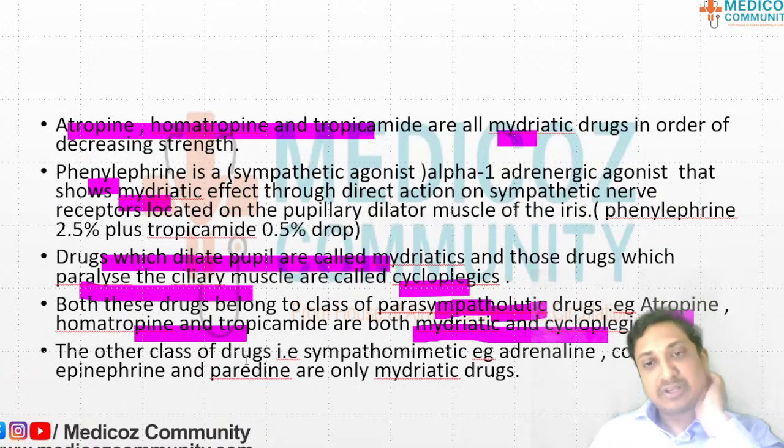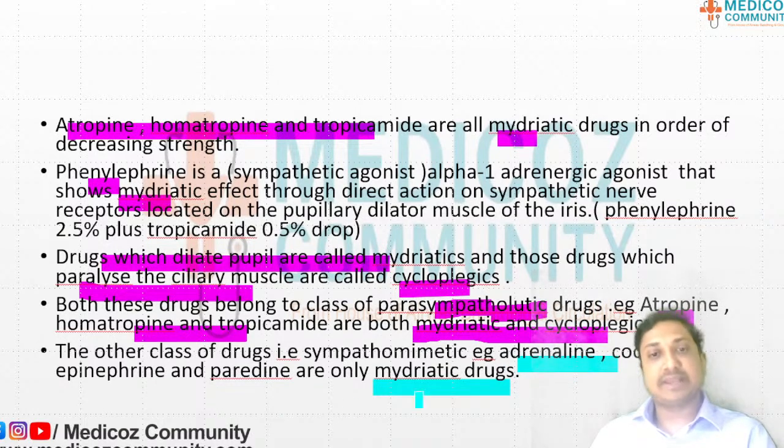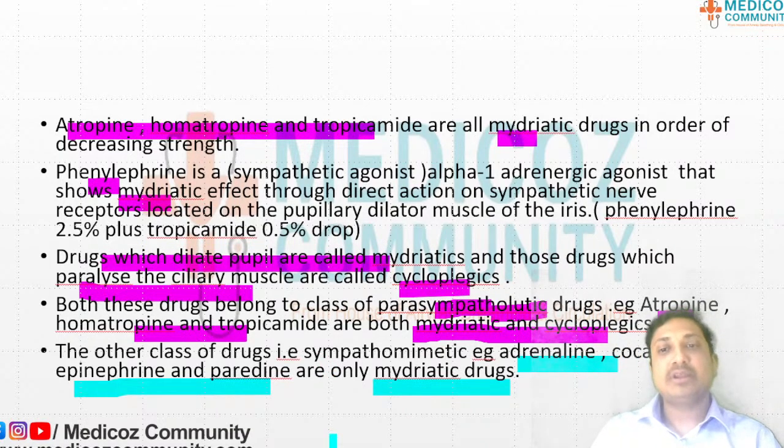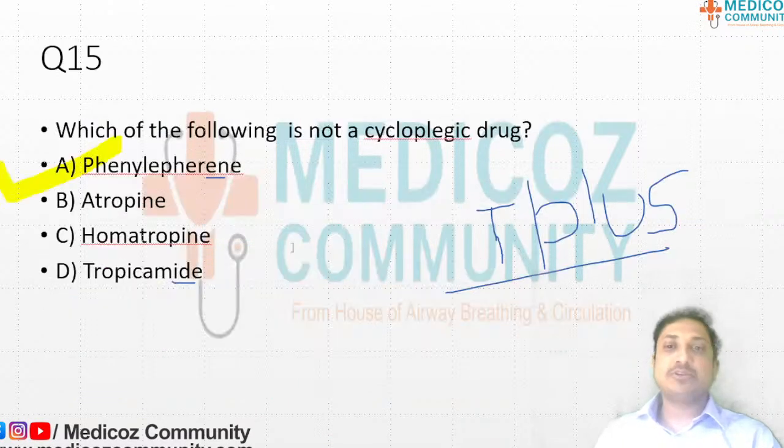The other class of drugs, sympathomimetics, which are adrenaline, cocaine, epinephrine and hydroxyamphetamine, these are mydriatic drugs only. These are not cycloplegic. These are only mydriatic. So you should know which are only mydriatic drugs, which are cycloplegic drugs, and which are both mydriatic and cycloplegic drugs, because you could be asked. So I had asked you one question about T+.